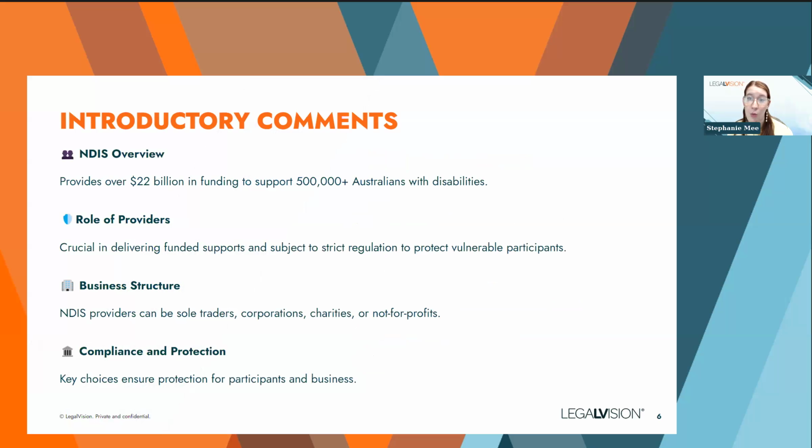As most of you would be aware, the National Disability Insurance Scheme, or the NDIS, aims to provide more than $22 billion in funding to an estimated 500,000 Australians who suffer from a disability. Now, NDIS providers play a particularly crucial role, of course, in delivering those funded supports. Since NDIS providers provide support to a vulnerable group of people, your businesses and its activities are carefully regulated to ensure that participants are not taken advantage of. So this includes the very fabric of your business itself, its structure, its board, and its governance.